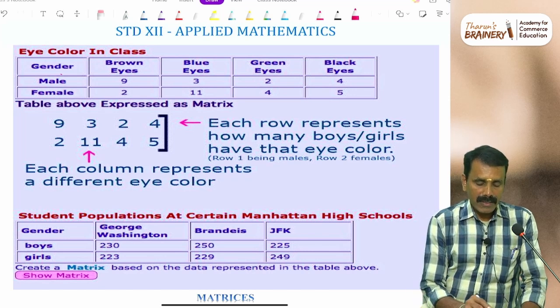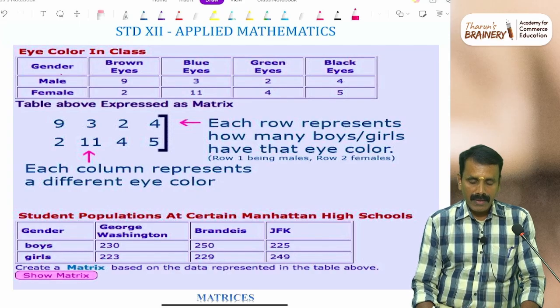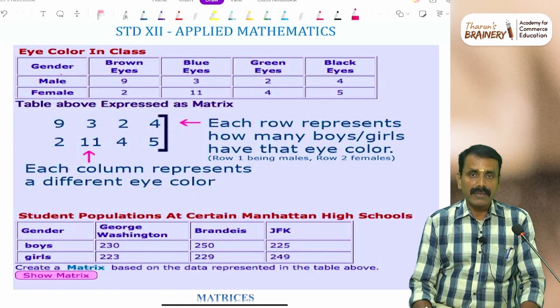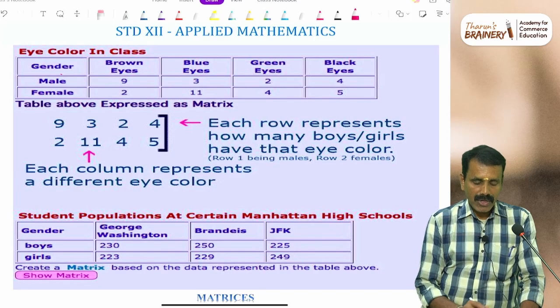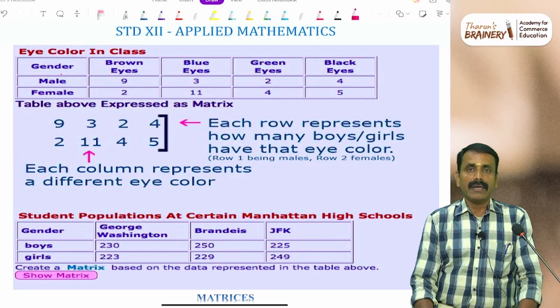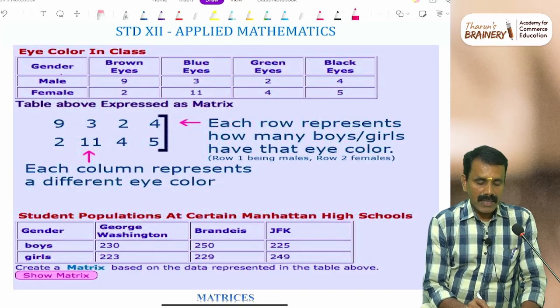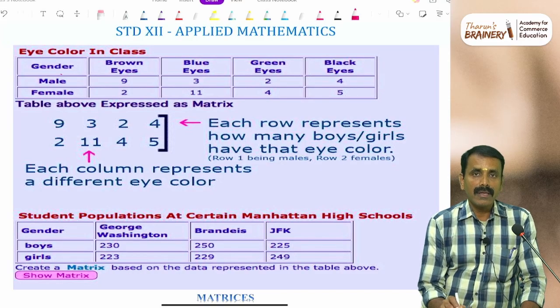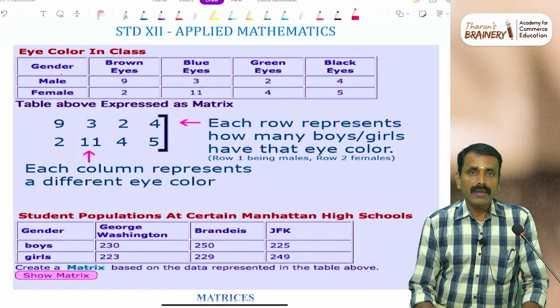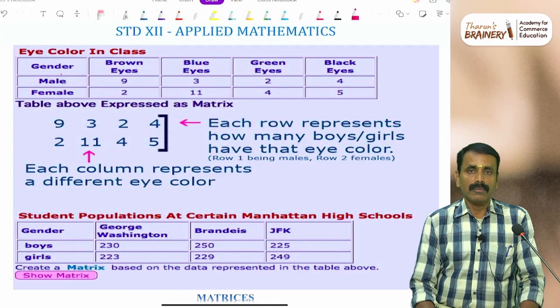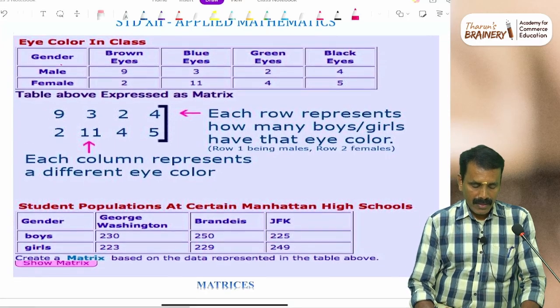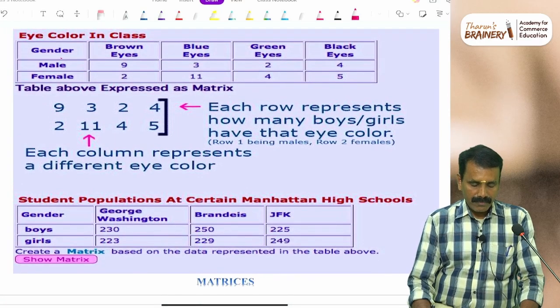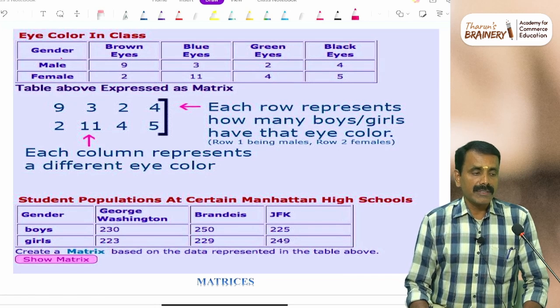Here the data are arranged in rows and columns. Each row represents how many boys have that eye color, and each column represents a different eye color. So, the data are arranged in order, row and column. And similarly, you can see another one. So, this is the introduction for a matrix.